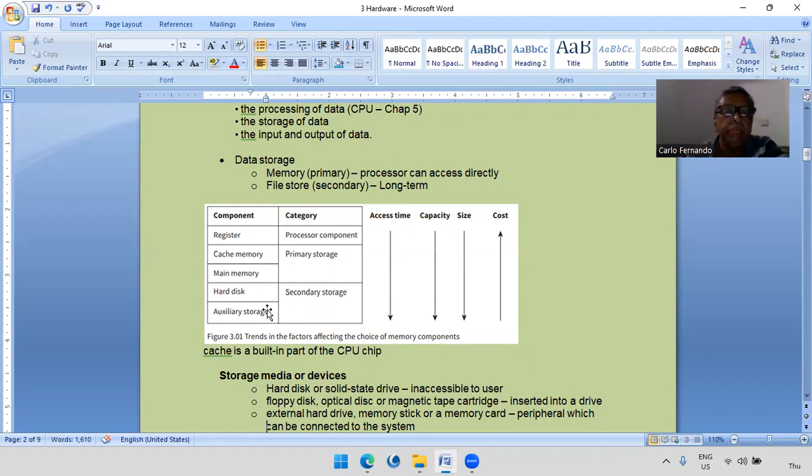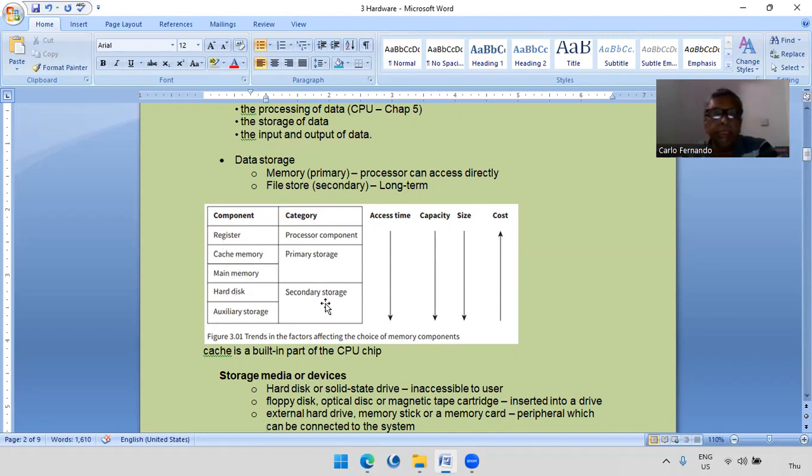Then the cache memory and main memory. They are in the primary storage. Cache is also fast, but not as fast as registers. And in all these things, capacity and size are more than the register. Only the cost is lower. That means cache and memory is less costly than the register.